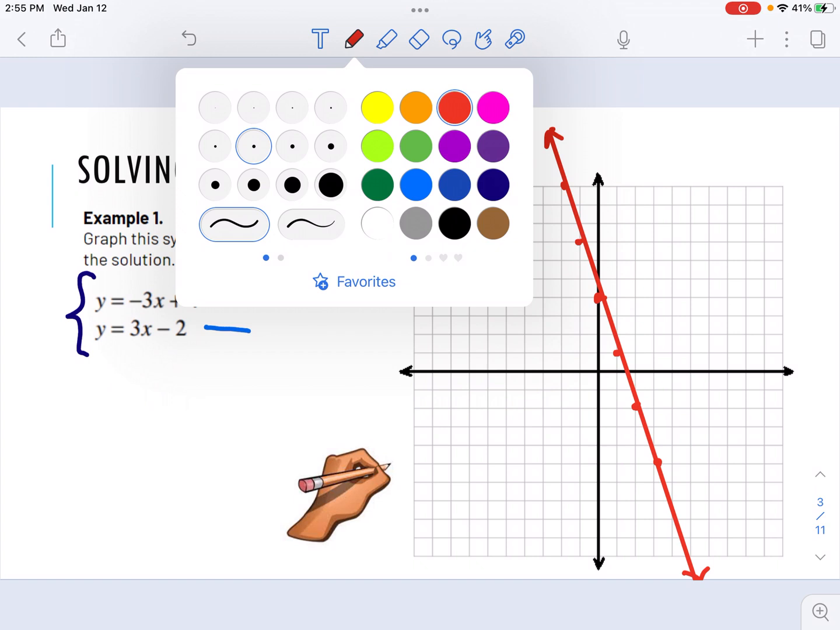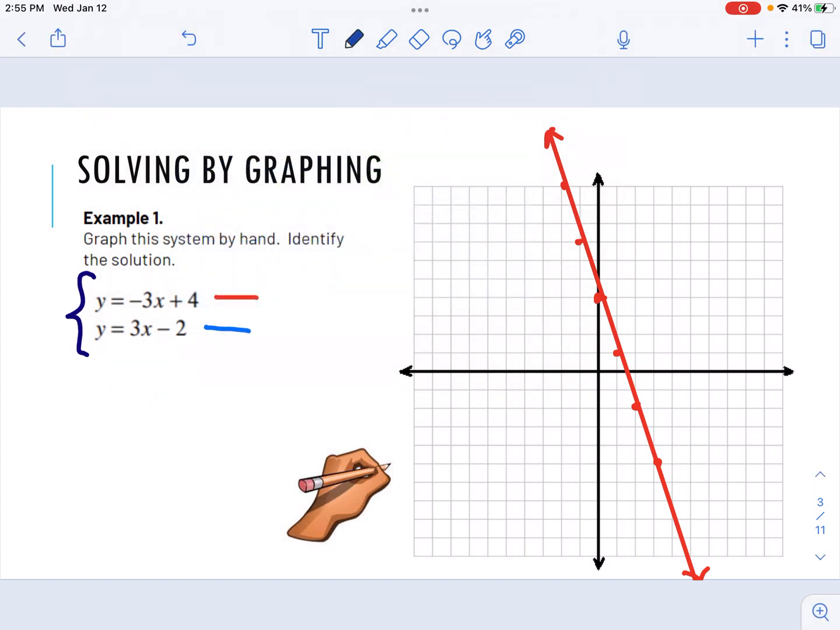Now we're going to plot the blue line. y equals 3x minus 2, so I'm going to plot my y-intercept of -2, and I'm going to count up and over. 1, 2, 3, over 1. I always like to try to find the point of intersection with my slope, if possible. All right, create a ruler, draw that straight line.